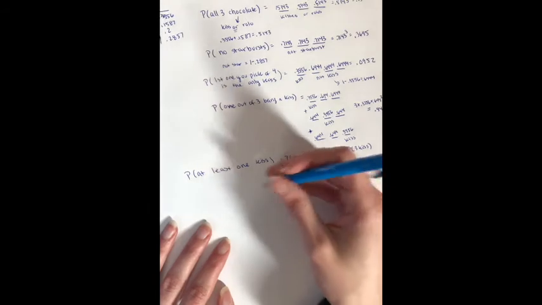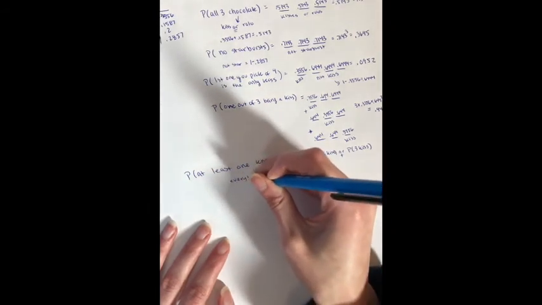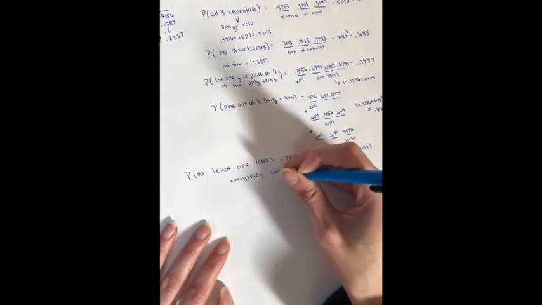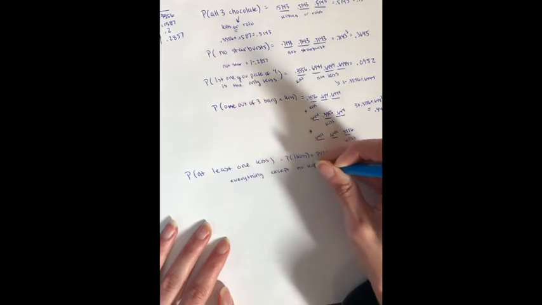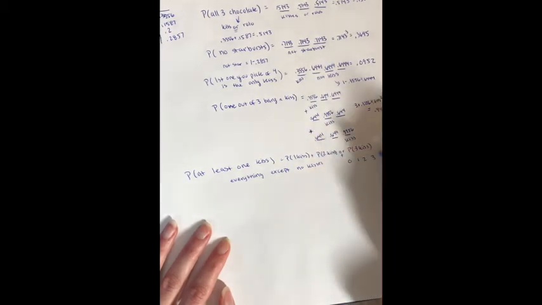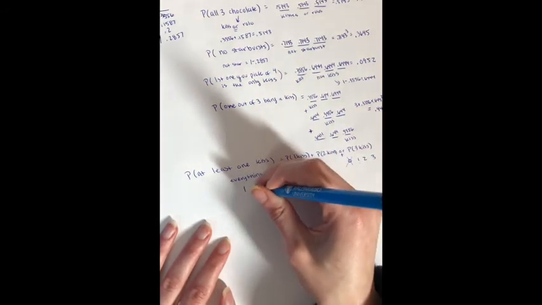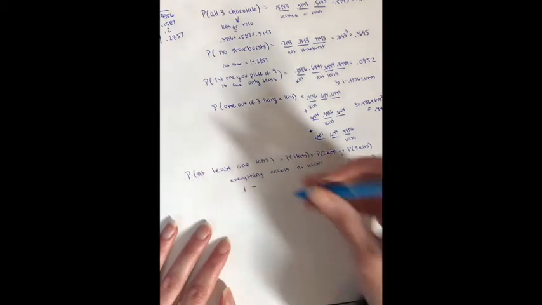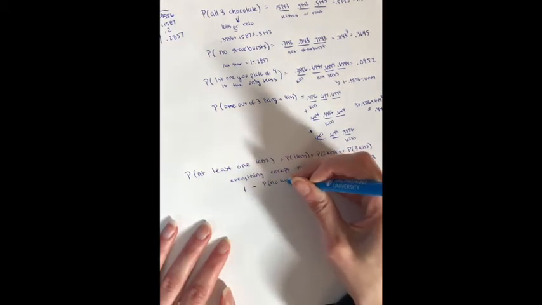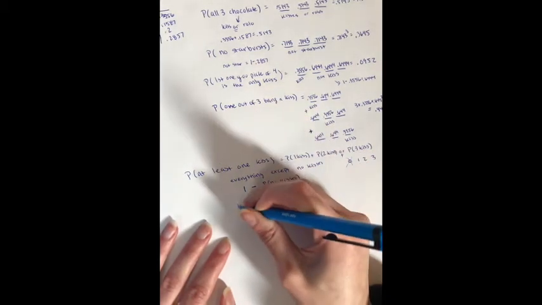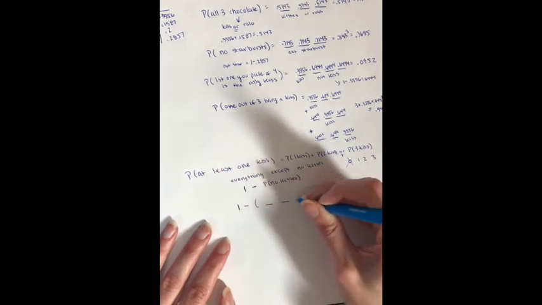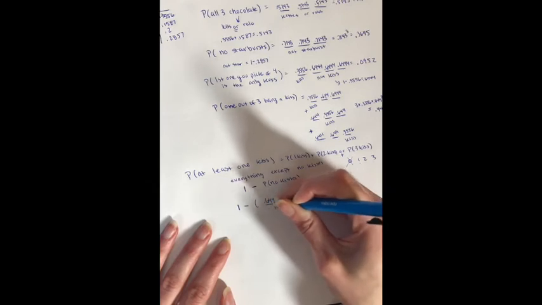Really what I'm saying is I'm okay with everything except no kisses. So it's like saying 0, 1, 2, 3. I'm pulling 3. I'm okay with 1, 2, or 3. I just want to get rid of 0. So it's really saying 1 minus no kisses. So 1 minus not kisses. And I know not kiss is this.